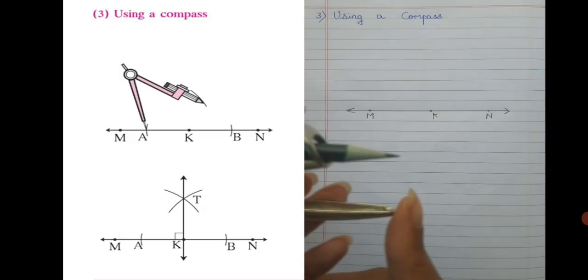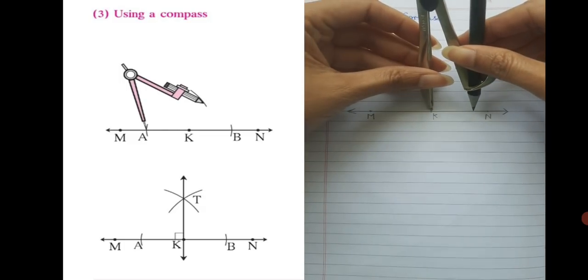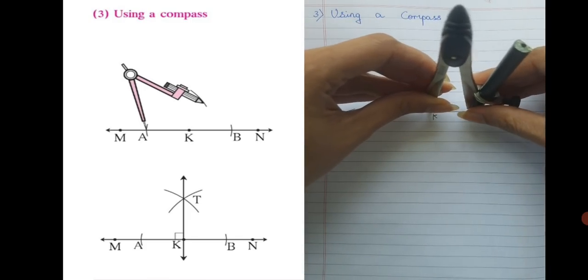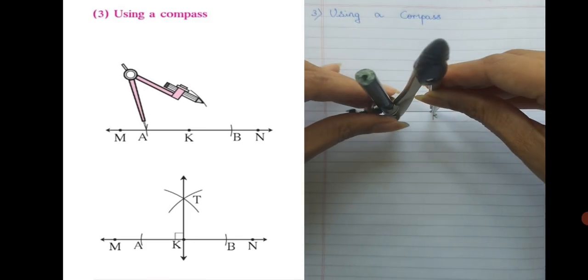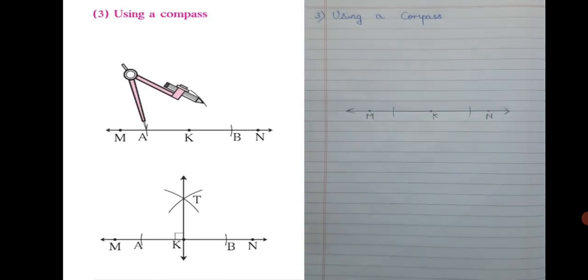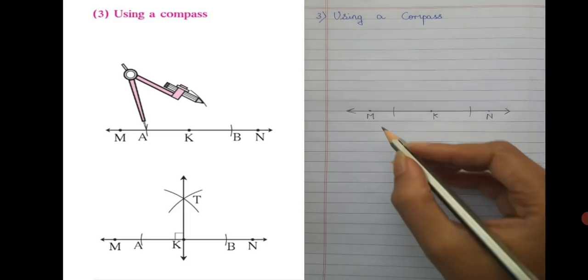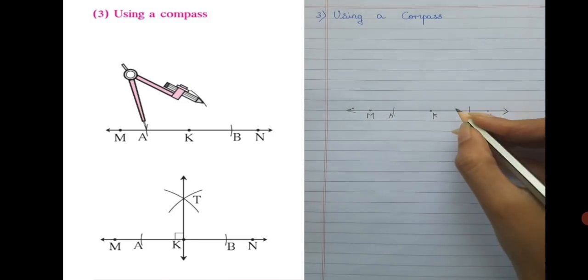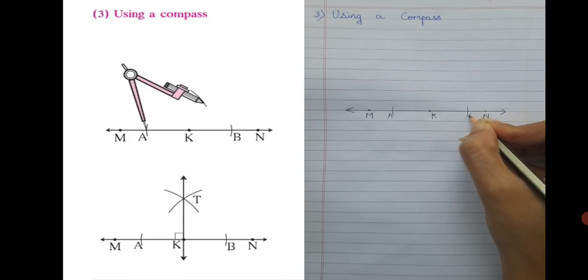Now place the compass point, you can see the point, on point K. Draw two arcs on either side of point K to cut the line MN at equal distance from K. Name the points of intersection as point A and point B respectively. So we name one point A and other point B.